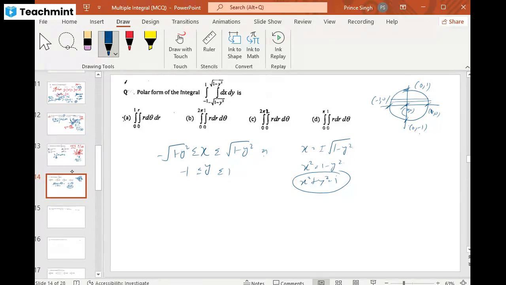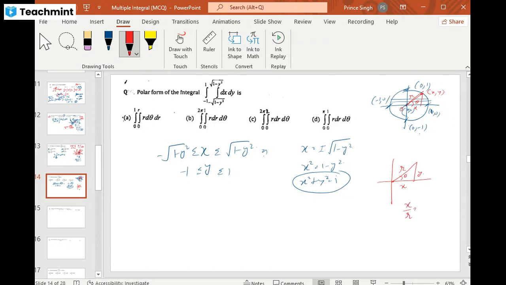If the region is a circle and we want to convert it into polar form, what is the meaning of polar form? It means I can consider any point on the boundary of this circle. This point is (x, y). If we join this point with the origin, and we assume this distance as r and this angle as theta, and we draw a perpendicular from here, this is r, this is theta, this is x, and this is y. So x is the base, r is the hypotenuse.